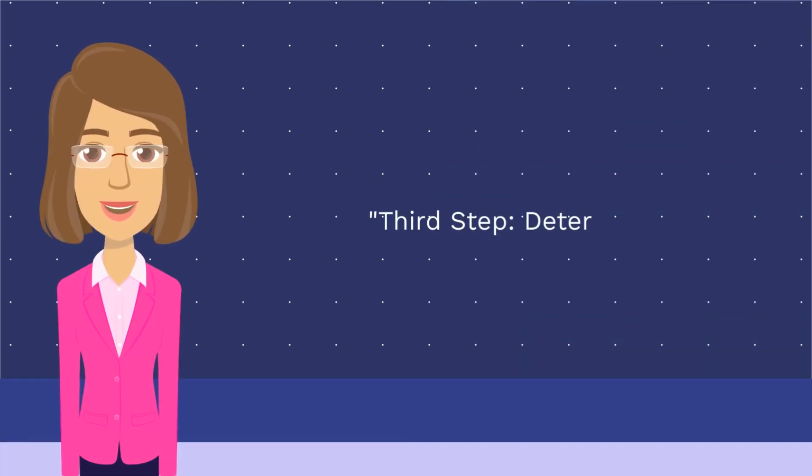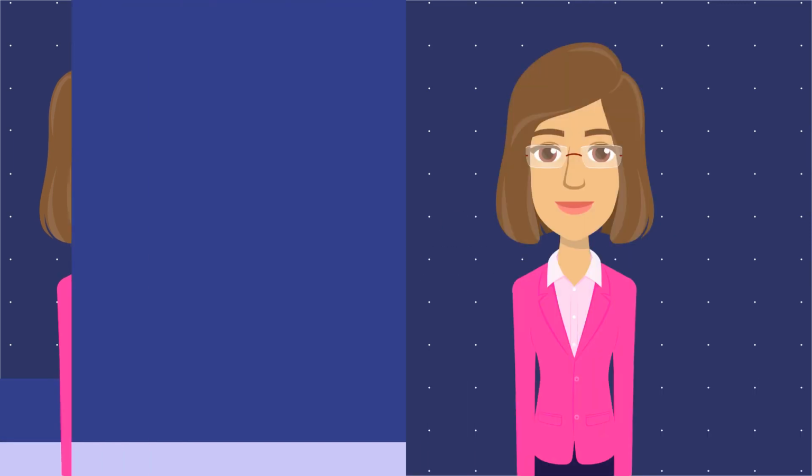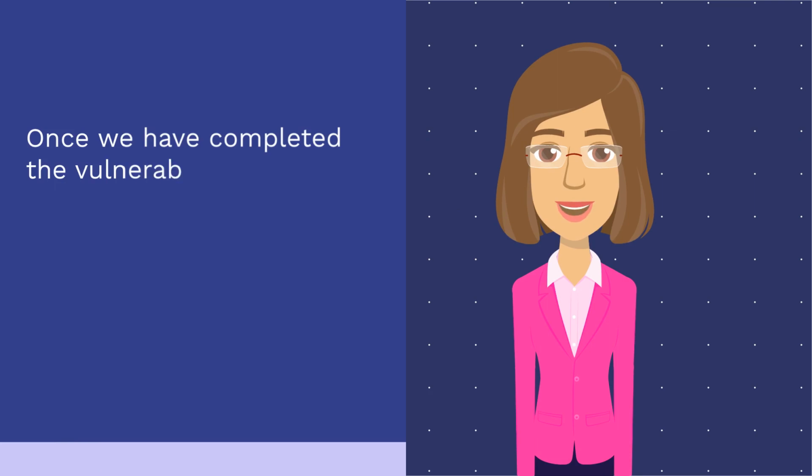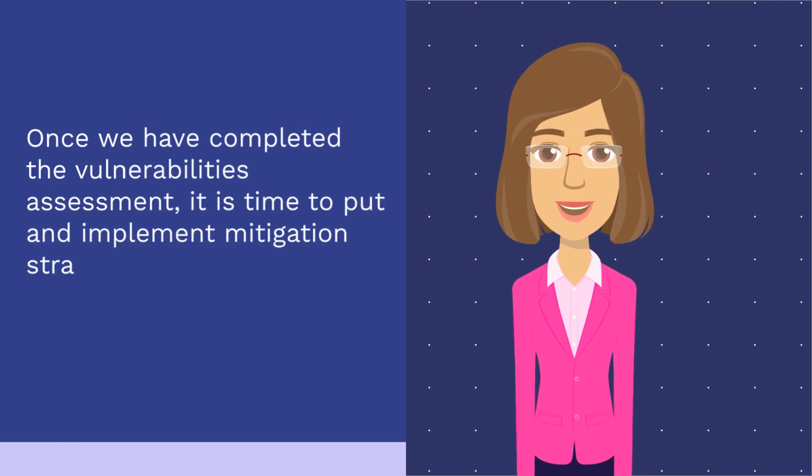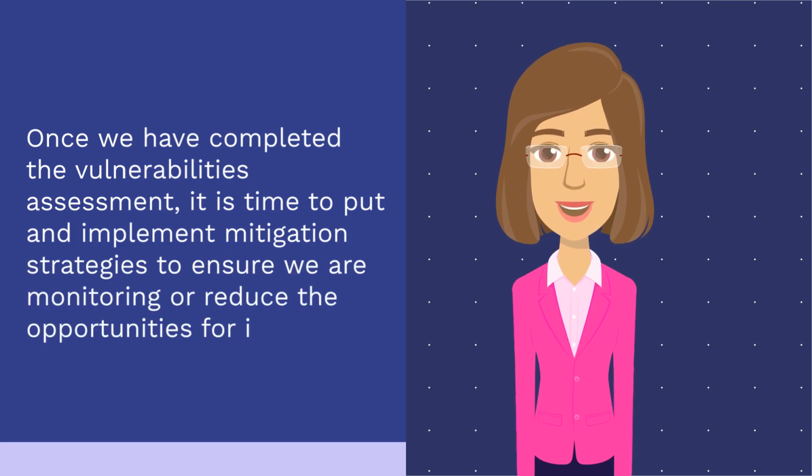Third step, determine and implement mitigation strategies. Once we have completed the vulnerability assessment, it is time to put in place and implement mitigation strategies to ensure we are monitoring or reducing the opportunities for intentional adulterations.